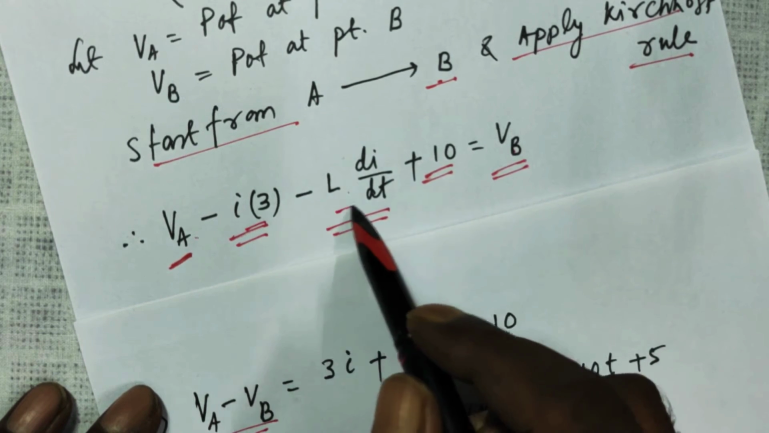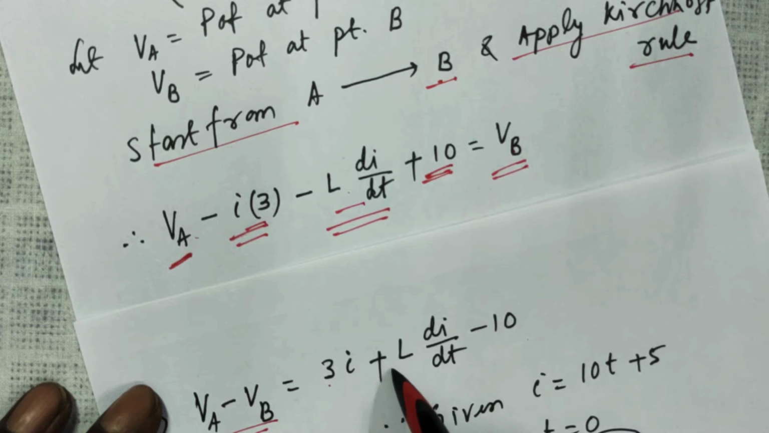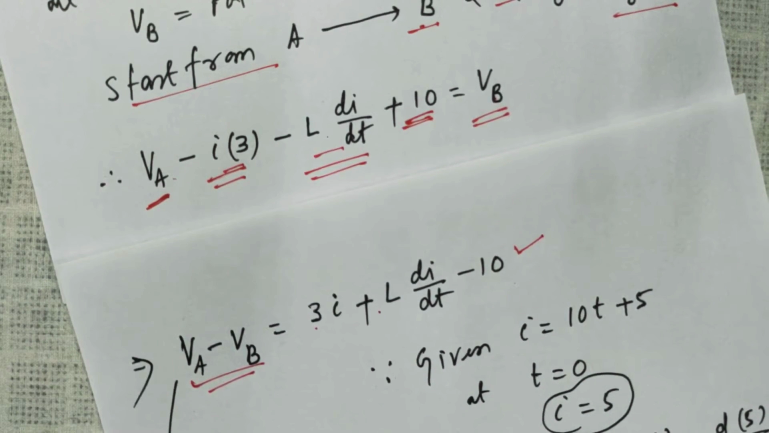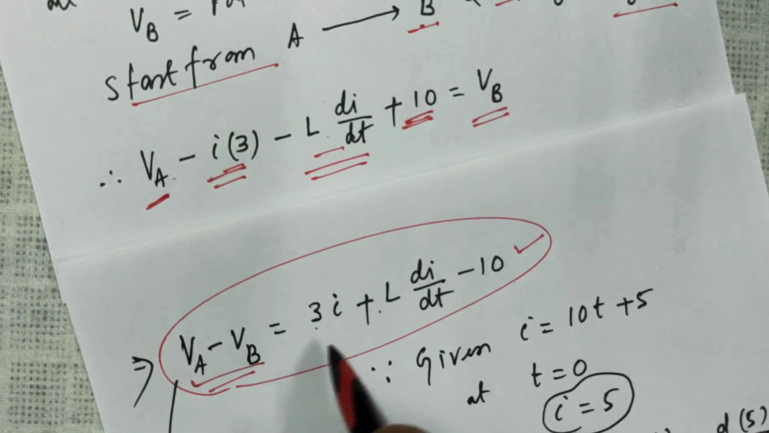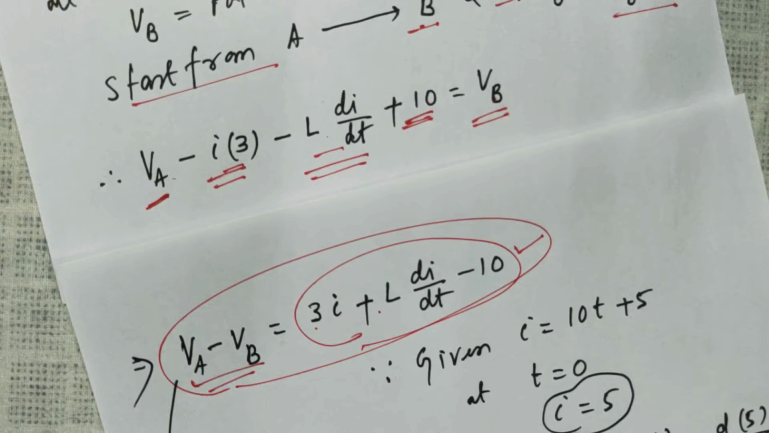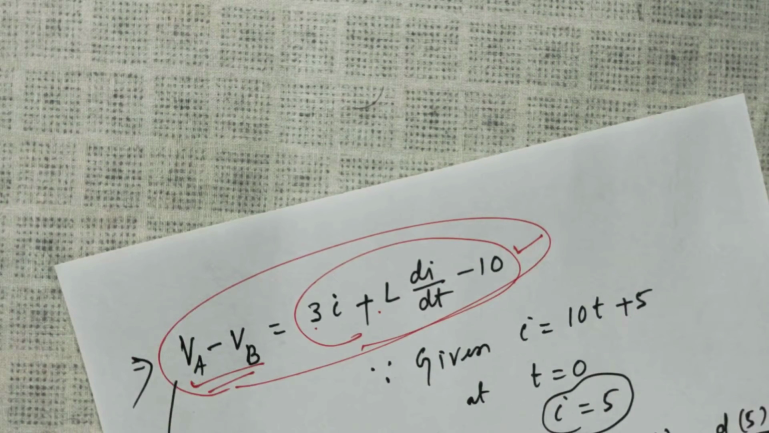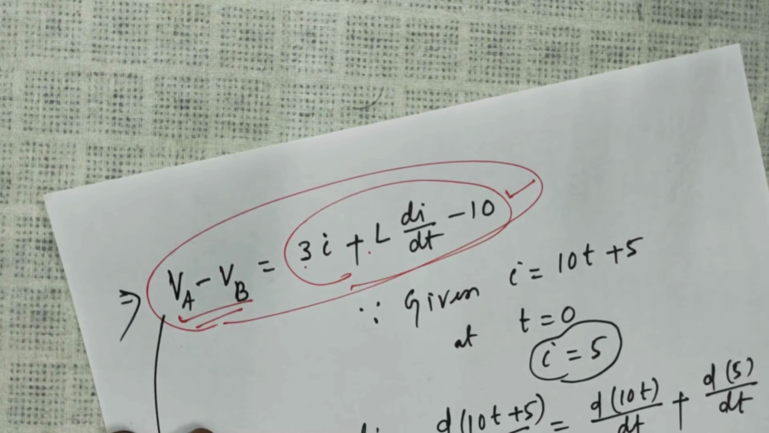And this term and this term and this term to the right hand side, 3I plus L dI by dt minus 10. Now we have to put the values. So this is where we arrived at. And it has asked to find VA minus VB at t is equal to 0. In the question, it is asked to find at t is equal to 0.